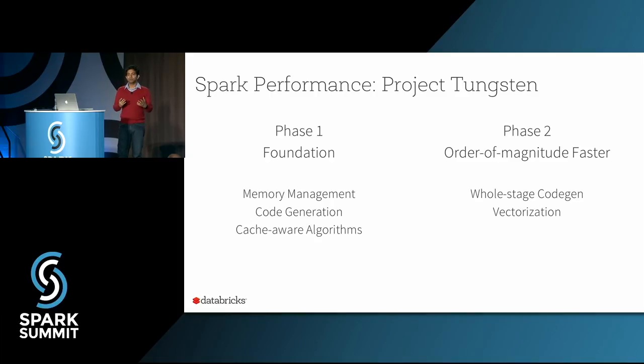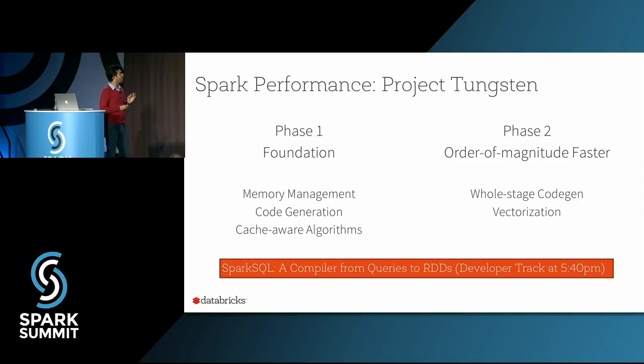As part of the Tungsten project, we essentially had a number of performance improvements in 2 phases. In phase 1 of this project, which encompassed around the Spark 1.5 and 1.6 releases, we laid the foundation of this project by working on better memory management algorithms. We also laid the foundation to support runtime code generation. And then we also implemented some cache-aware algorithms that could take advantage of modern hardware properties. As part of phase 2, we really worked on 2 key things. First, whole-stage code generation, and second, vectorization, which was able to make Spark performant by almost an order of magnitude for a number of operators.